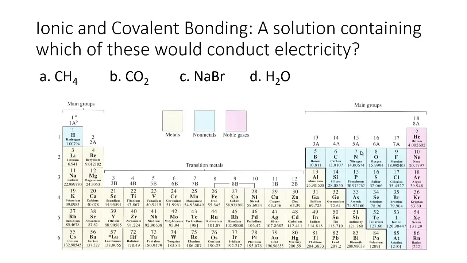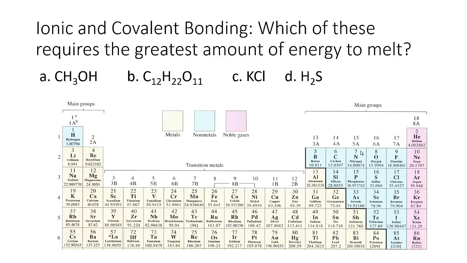Similarly, which of these solutions would conduct electricity? The same principles apply: if you throw them into water and it forms charged compounds, it's those charges that allow the movement of electrons from one species to another. The last question is very similar once again, but I wanted to give you one more to practice. Feel free to pause the video and think: which of these requires the greatest amount of energy to melt? Is it methanol, sugar, potassium chloride, or hydrogen sulfide?